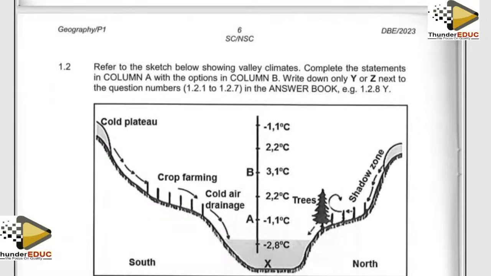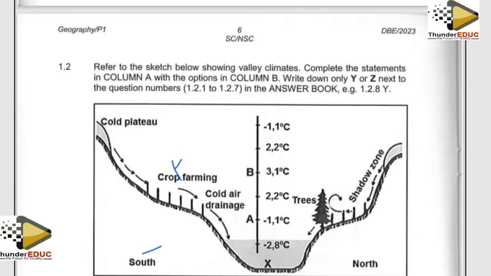Okay, we'll go forward. Refer to this valley climate. We have the valley climate here. What we need to do, this is a cold plateau. Here we have the shadow zone. We have trees here. You can see cold air of the drainage. You can see crop farming here. And they say south and this is north. That means this slope here is north facing. This slope here is south facing. Okay, and they show us temperatures. Here B is higher than up and low, meaning that cold, cool, hotter or warmer.